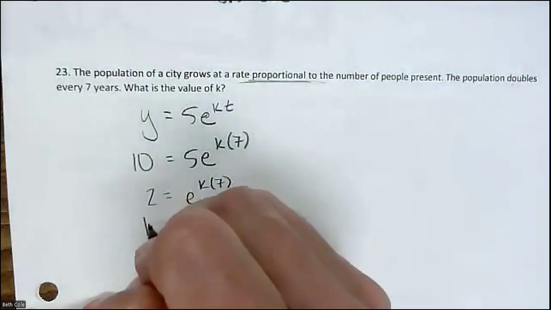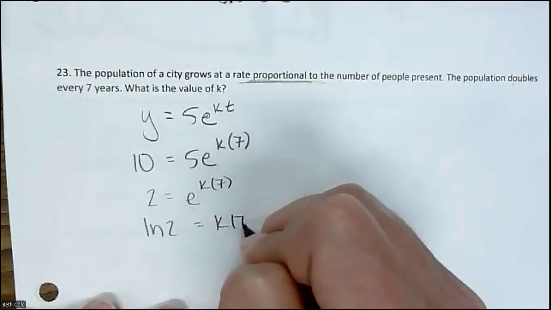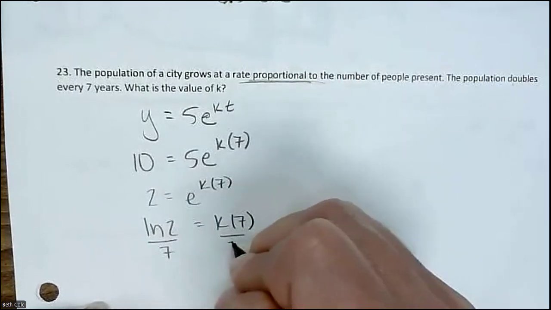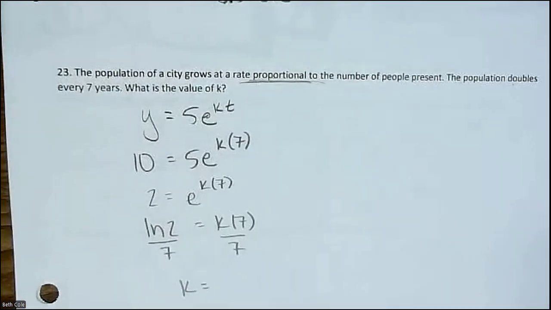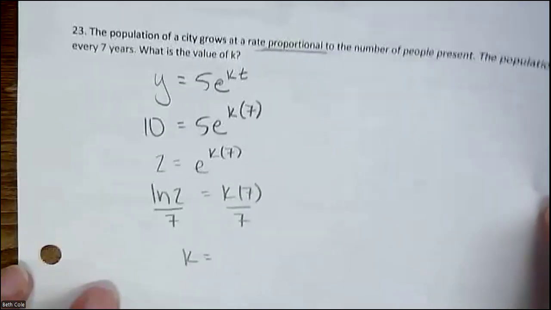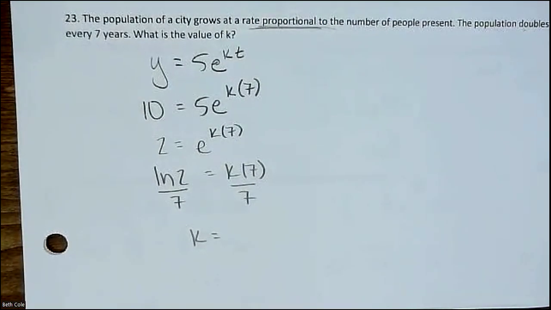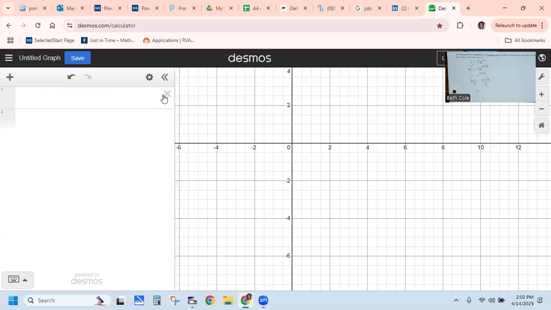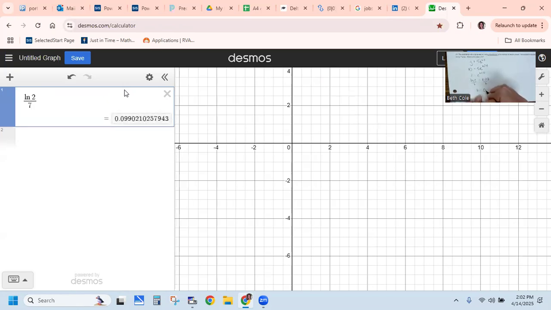Then what? ln, divide by 7. All we asked for was k. So all you have to do is type in ln 2 divided by 7. So everybody give that a shot. Make sure you can get the right answer. 0.099.